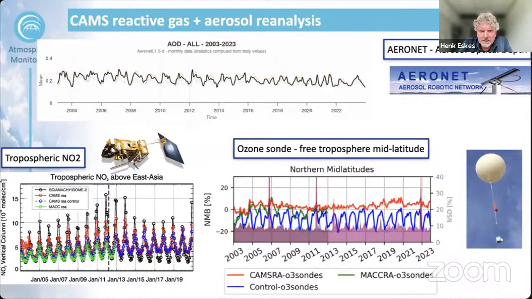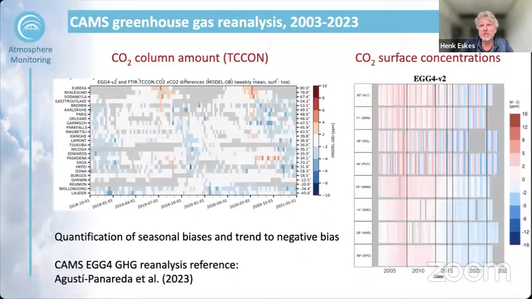And there the red line is showing the bias in the free-troposphere mid-latitude ozone concentrations. What's interesting is that CAMS is assimilating stratosphere profiles and also total column information. And with that information, it seems to be able to improve compared to the control run, which does not assimilate data, which is in blue, where you clearly see a strong seasonality and negative biases, which are strongly reduced in the reanalysis. So a few examples also for the greenhouse gases.